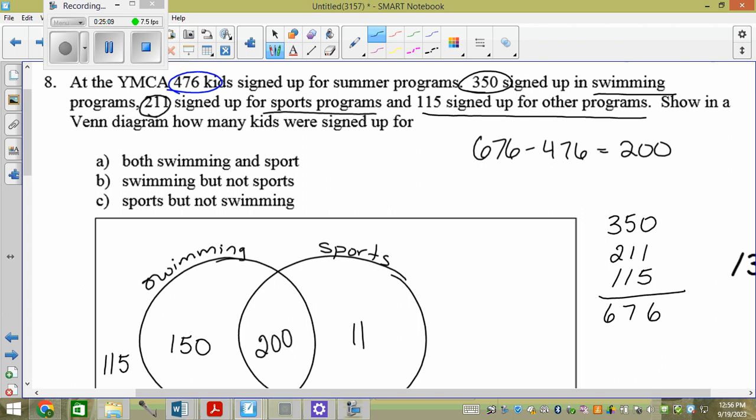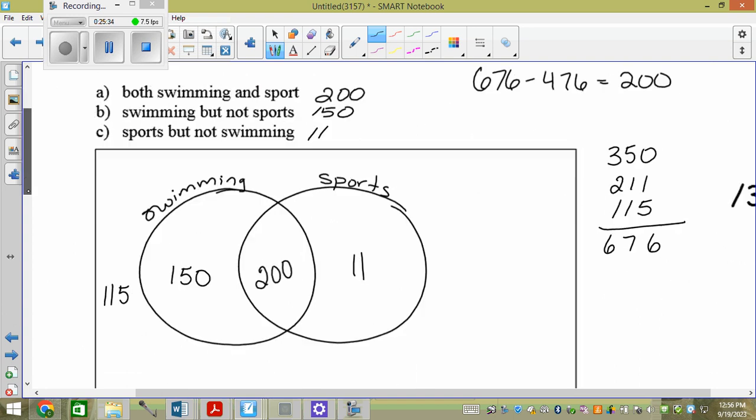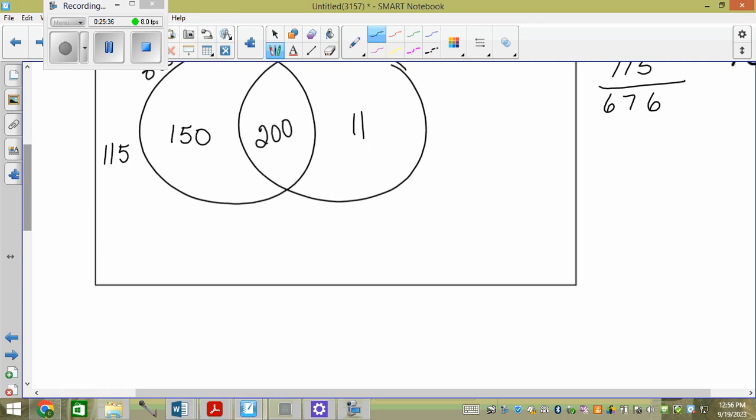115. So here it says, how many signed up for both swimming and sports? 200, right? Swimming but not sports. That's a fancy way of saying what? Swimming only, which is 150. And then swimming but, or sports but not swimming is a fancy way of saying sports only, which is 11. Okay, then we're going to flip over.